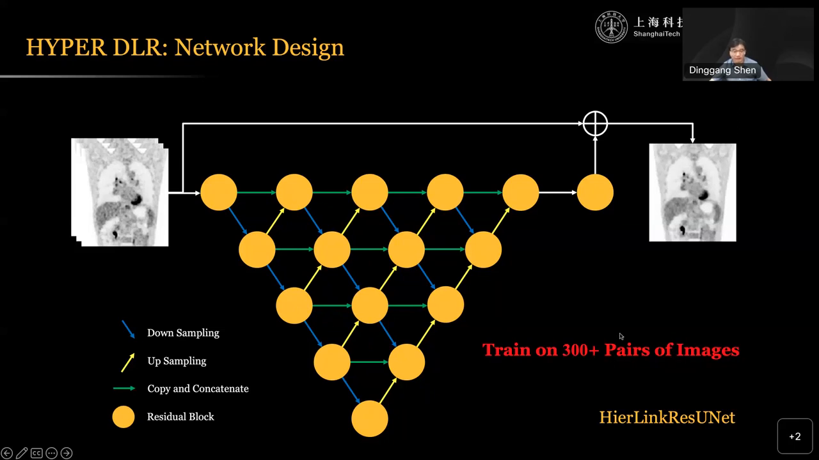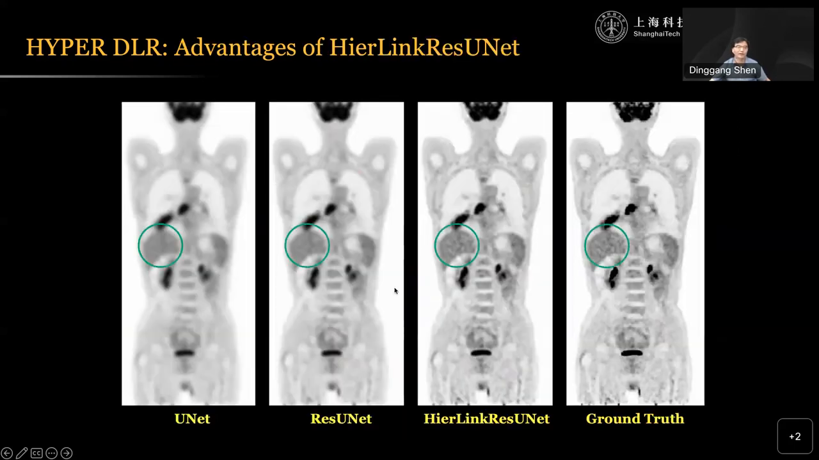over 300 pairs of the images, and then we have the results. For example, we show here on the right what we call ground truth, which is a standard PET image using standard scan time, and we compare these results with three different methods: one is the U-Net, residual U-Net, and also our algorithm called the Hyper Residual U-Net.